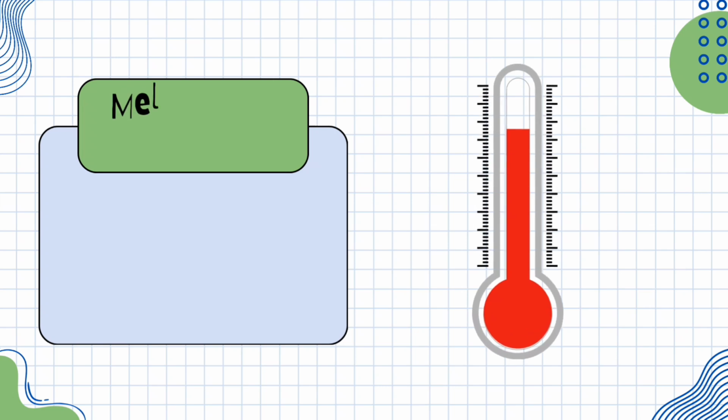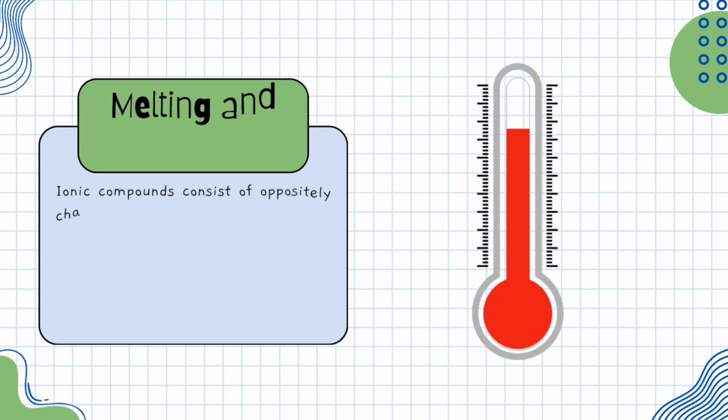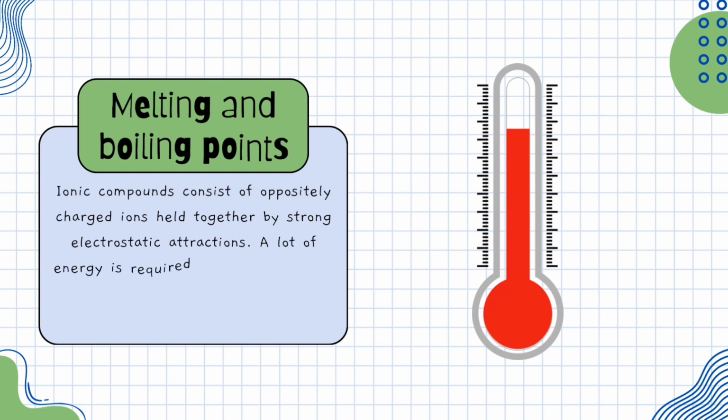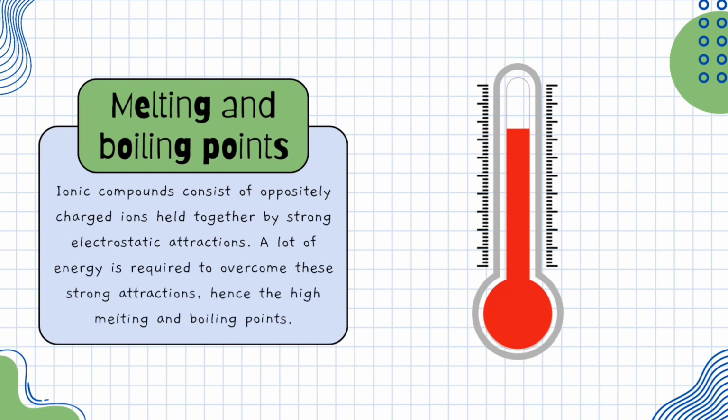Now we will learn about the melting and boiling points of ionic compounds. Ionic compounds consist of oppositely charged ions held together by strong electrostatic attractions. A lot of energy is required to overcome these strong attractions, hence the higher melting and boiling points.